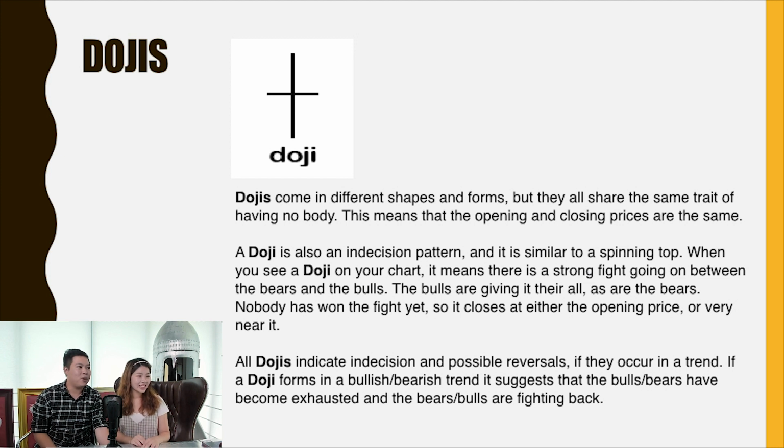Oh, this is the one we saw. No body. Doji. Dojis come in different shapes and forms, but they all share the same trait of having no body. This means that the opening and closing prices are the same. Exactly the same. It is also an indecision pattern, and it's similar to a spinning top. So when you see a doji on your chart, it means that there's a strong fight going on between the bears and the bulls. So it's the same as a spinning top. Really? Wait, yeah.